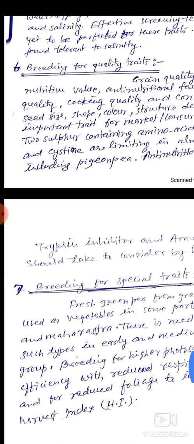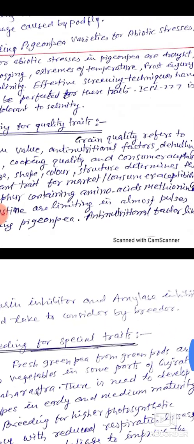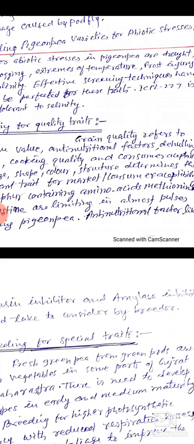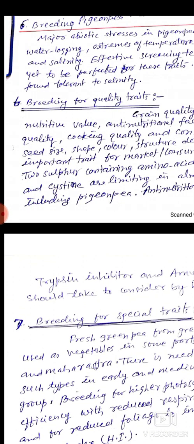Next, breeding for quality traits. Grain quality refers to nutritive value, the presence of anti-nutritional factors, dehulling quality, cooking quality, and consumer acceptance. Seed size, shape, color, and structure determine the important traits for market or consumer acceptability. Two sulfur-containing amino acids, methionine and cysteine, are limiting in almost all pulses, including pigeonpea. Anti-nutritional factors, trypsin inhibitor and amylase inhibitor, should be taken into consideration by the breeder.